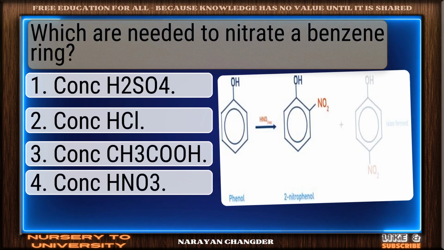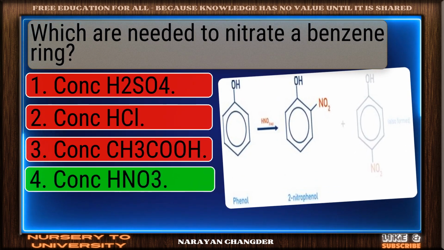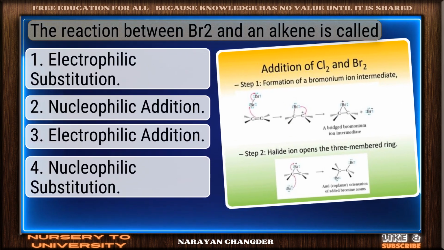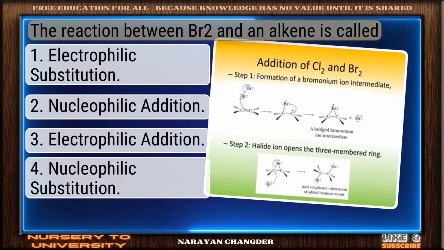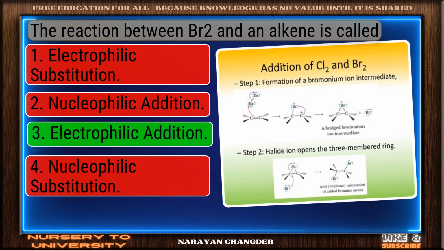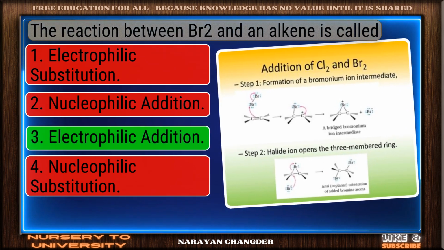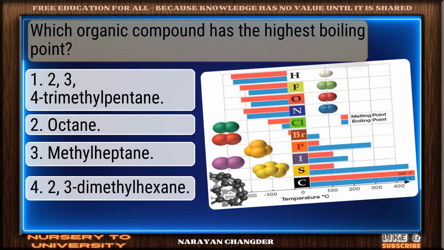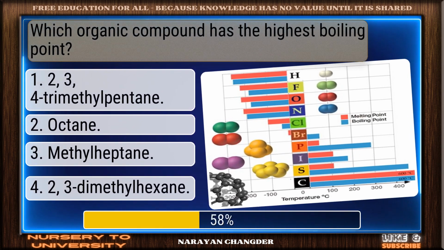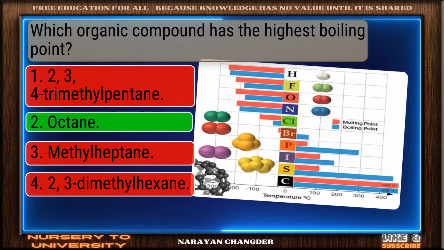Which are needed to nitrate a benzene ring? Excellent choice. Conc HNO3 and conc H2SO4 is the right answer. The reaction between Br2 and an alkene is called? Nice selection. Electrophilic addition is the correct and valid answer. Which organic compound has the highest boiling point? Well done. Octane is the right choice.